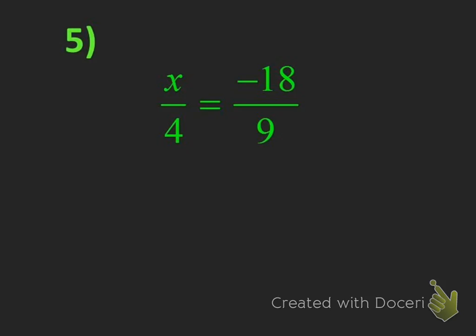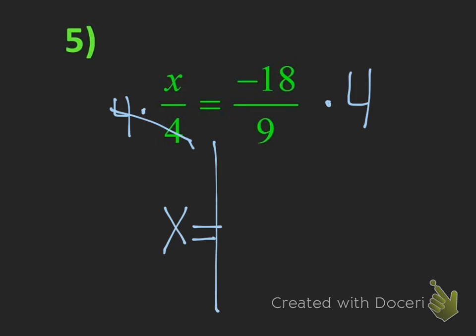Alright, what's happening with your x? That's the first thing we need to talk about. The x is being what? Divided by 4. How do you undo dividing by 4? Multiply by 4. So I'm going to write times 4 on both sides of the equal sign. Those go away, right? I'm left with an x equals, I need to figure out what all this is.